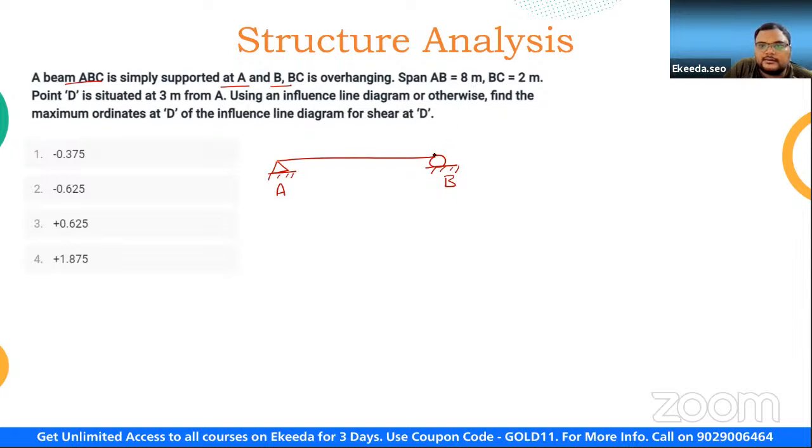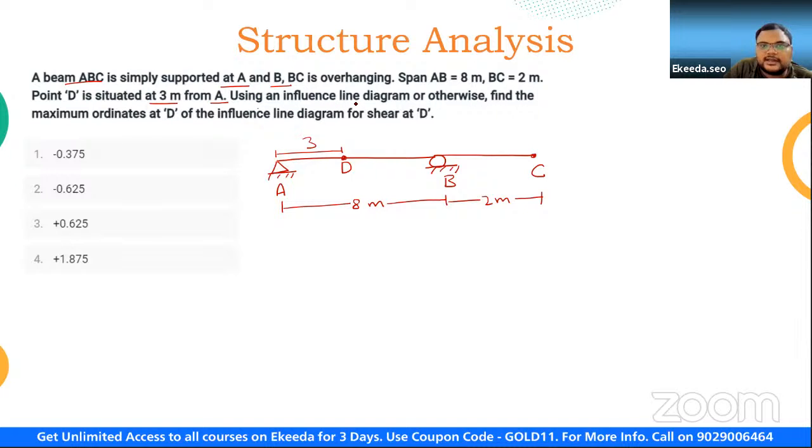BC is overhanging. So from here, let us say this is point C, and this is the overhang portion, right? Span AB is 8 meter. See here, this is span AB and it is saying that this one is 8 meter. Then it is saying that BC is 2 meter. So this span BC is of 2 meter. Point D is situated at 3 meter from A. So let us say at a distance of 3 meter here, there is one point D, right guys?